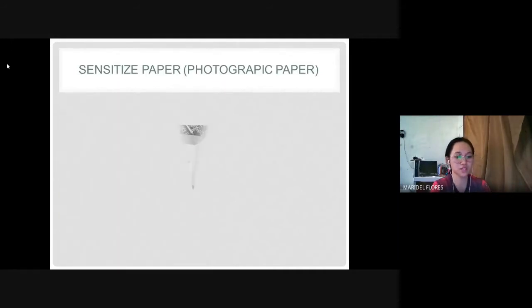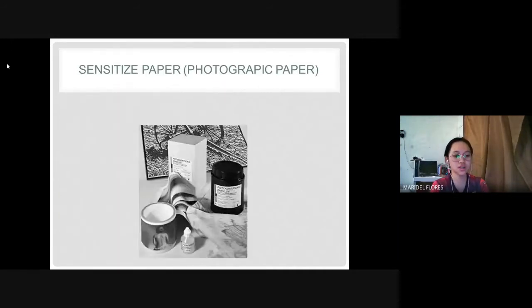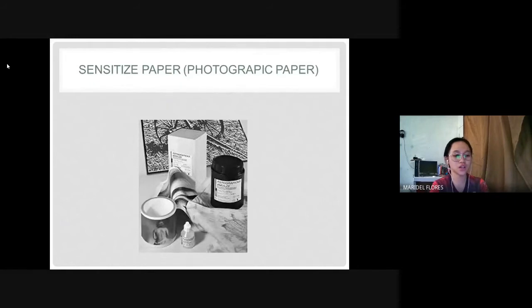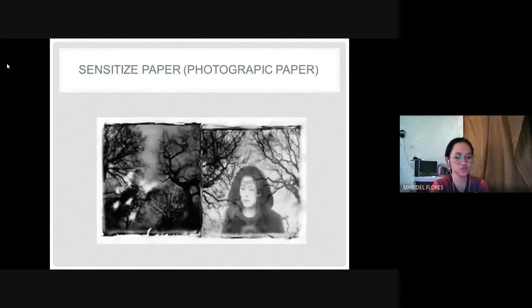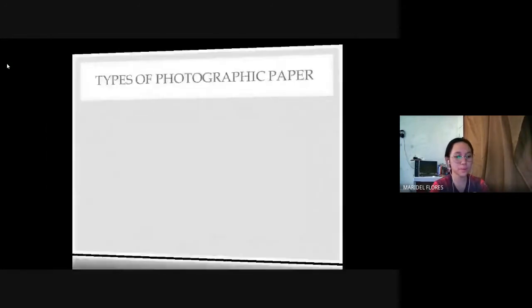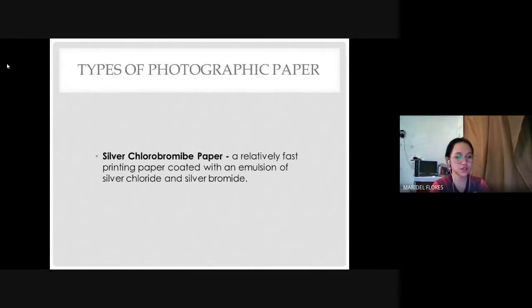So this is an example of a sensitized paper, and also an example of an emulsion, created just through that. Another example of an image. So next.